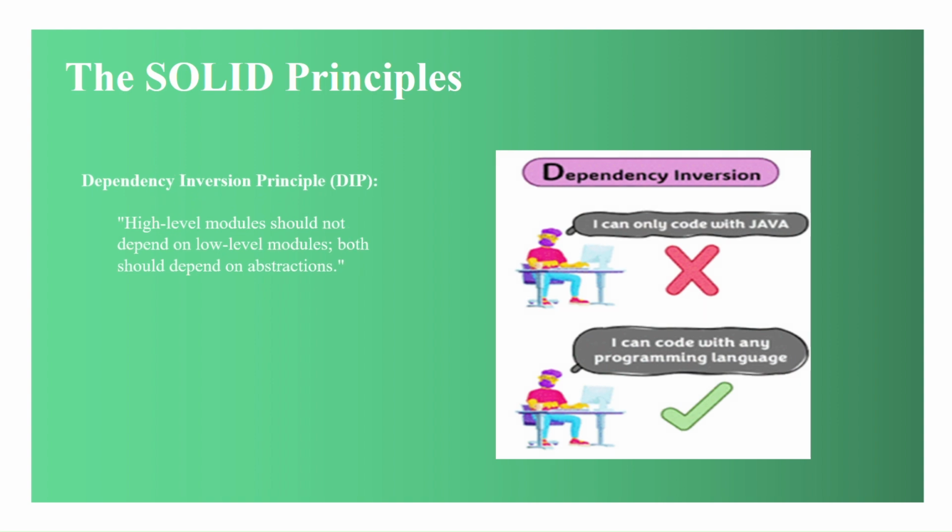Dependency inversion principle. High-level modules should not depend on low-level modules. Both should depend on abstractions. In an e-commerce application, rather than having order processing modules directly call a payment gateway, it should depend on an abstraction like a payment processing interface. This makes it easy to swap out payment providers as needed.